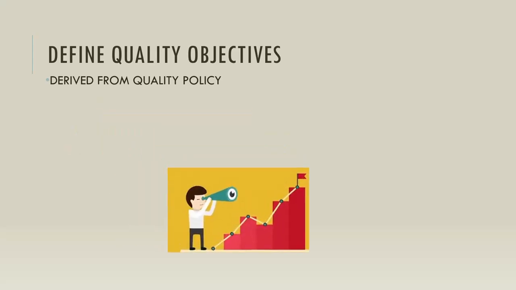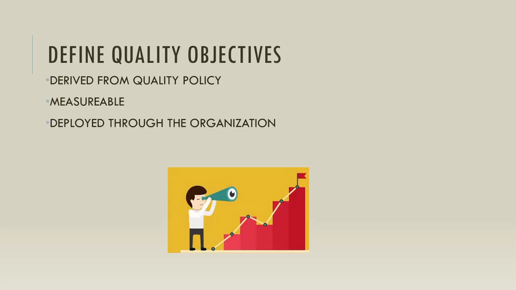Different other aspects of the quality objectives: quality objectives are derived from the quality policy. So if your quality policy talks about the satisfaction of the customer, one of the quality objectives should also be that. How are you achieving the quality objective? Through the organization. So that is important here in defining the quality objectives.